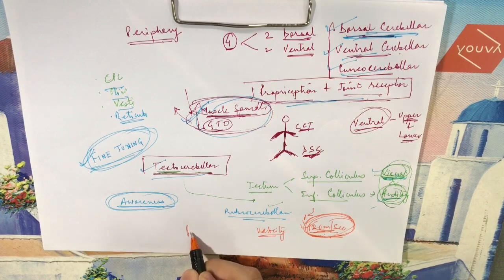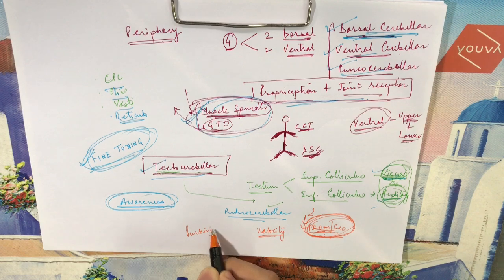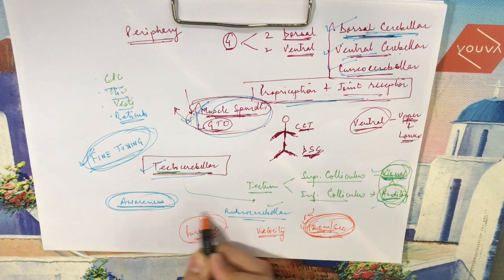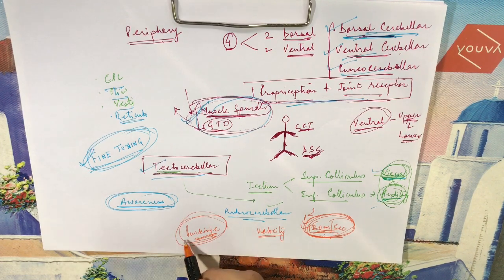And the Purkinje cell is the largest cell within the central nervous system. Okay, largest cell. So that's all regarding the afferent pathway.